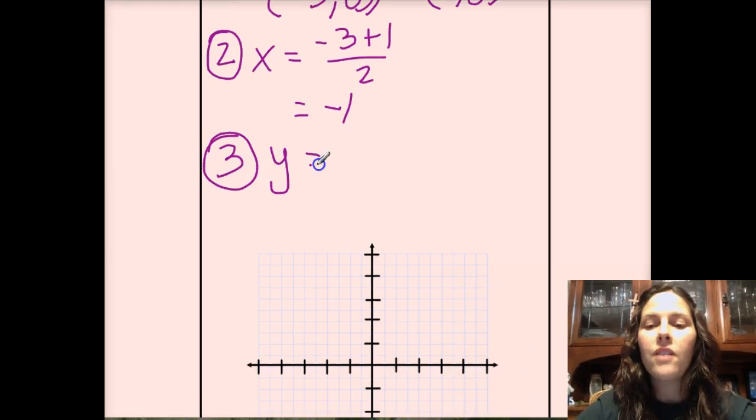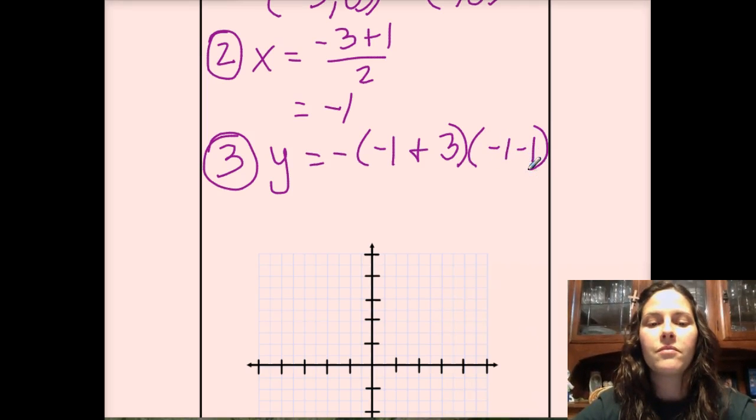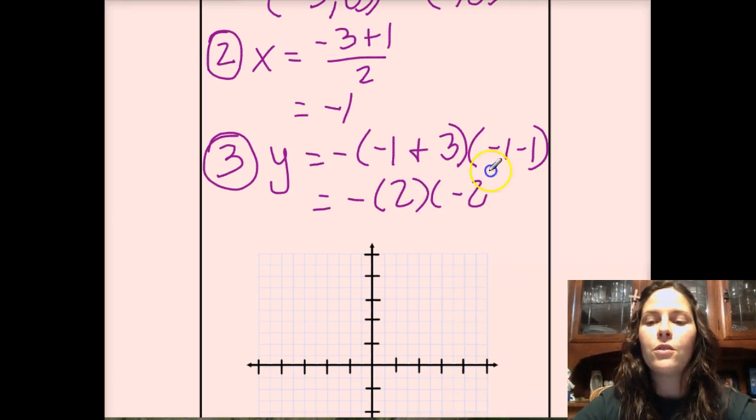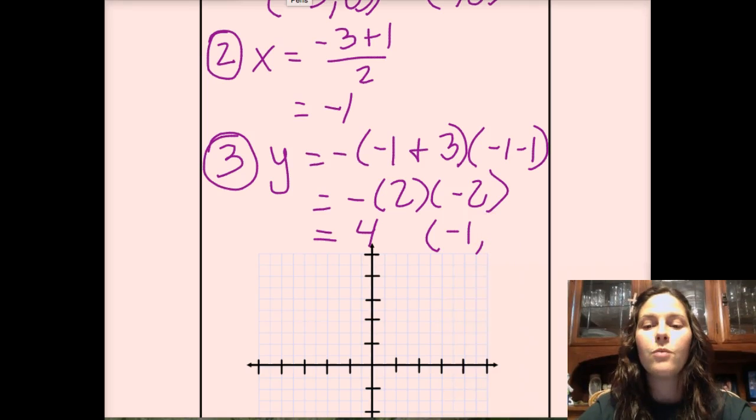Once we have our axis of symmetry, we substitute that back into the function to solve for y. So we will get a y value of the opposite of -1 plus 3 times -1 minus 1. So we get the opposite of 2 times -2. So the y-coordinate of our vertex on this one is +4. So our vertex is, we had an x-coordinate of -1, and we solved to get a y-coordinate of 4.